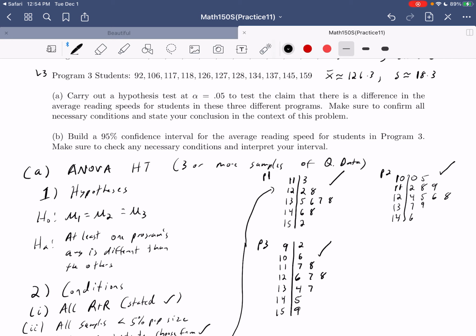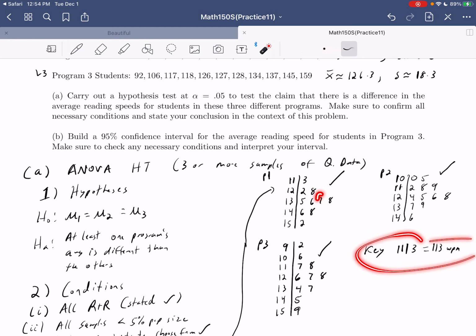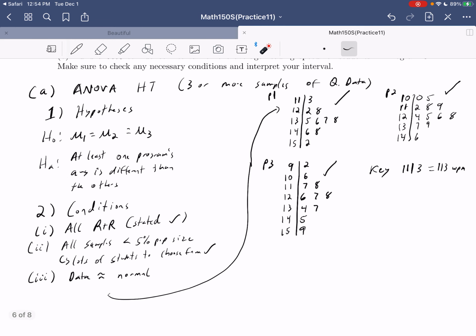We are all good. Good idea to include a key, and the nice thing is that in this case, we can actually do it for all three. So we can just make a little note like 11|3 actually equals 113 words per minute. So nice to include a key there because it applies to all of them. All right, so condition 3 is satisfied. Each of the samples seems to be approximately normal.